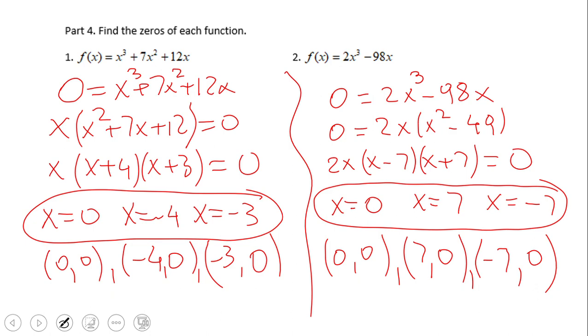If you have this answer, then you did a wonderful job. Yes, the zeros of the function are at x equals 0, x equals 7, and x equals -7. And down here you see the ordered pairs: (0, 0), (7, 0), and (-7, 0).